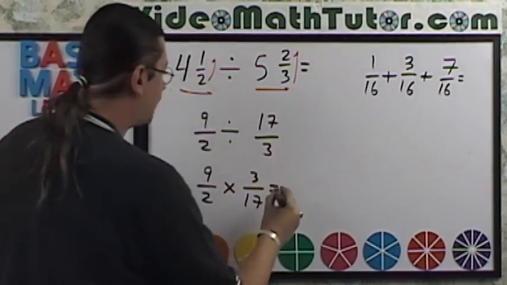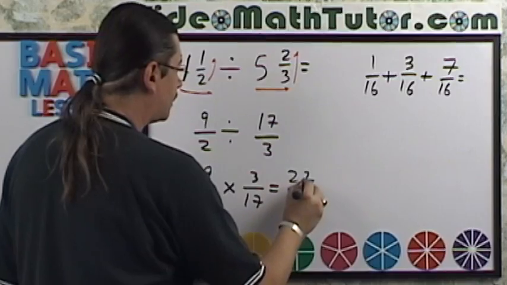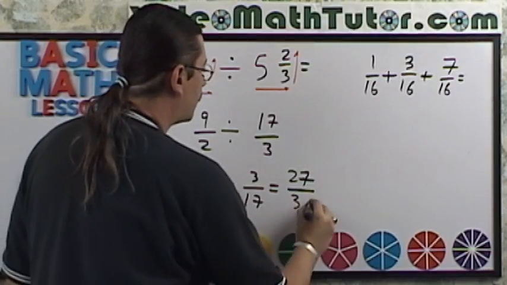So here, nothing cancels, so just multiply them straight through. So you're going to get 27 on top, and on the bottom you're going to get 34.